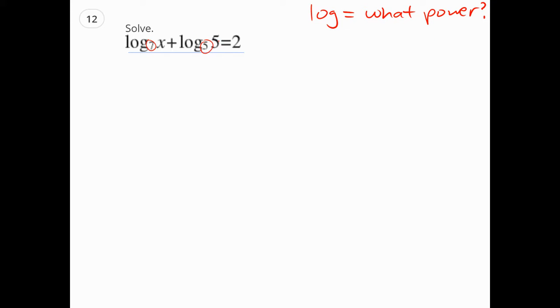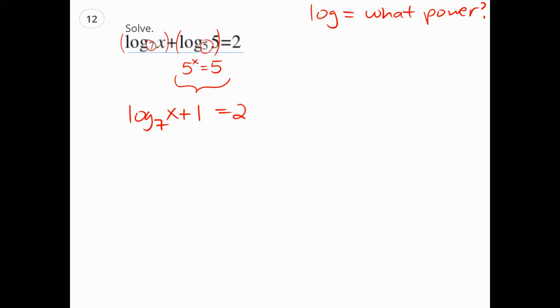So if I look at this, I can't really answer that for this part. I can't do it for the x because it's an unknown. But if I look at the second set, log base 5 of 5, this is asking me 5 to what power equals 5? I can answer that. The answer to that is 1. So if I simplify that second expression part to 1, I have log base 7 of x plus 1 equals 2.